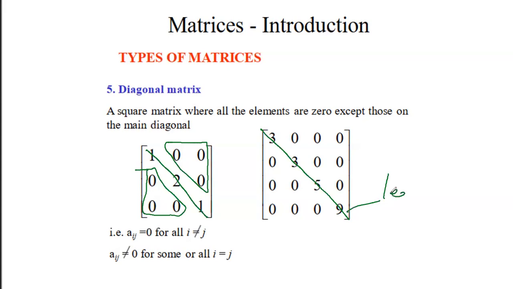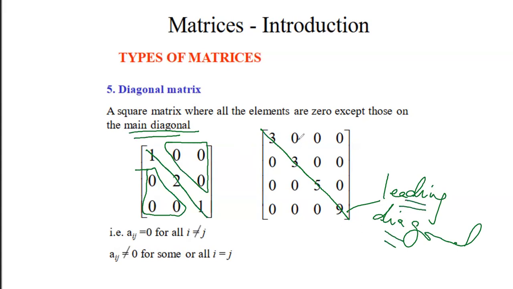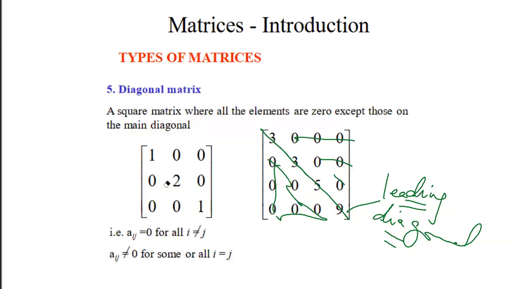You hear this word, leading diagonal. Did they use that word? They're using the word main diagonal, right? Another term they use is leading diagonal. All the others, watch out, zero, right? So a diagonal matrix, notice the condition, has to be a square matrix in the first place, where all the elements are zero except the leading diagonal.